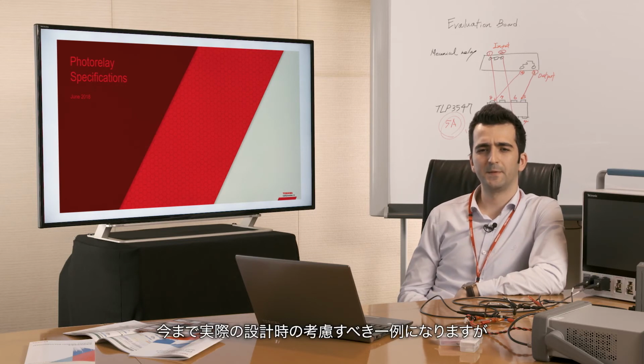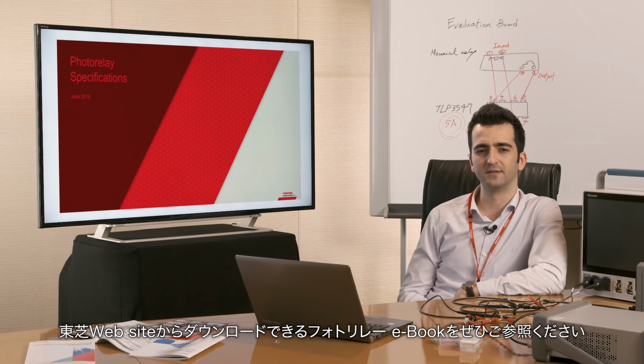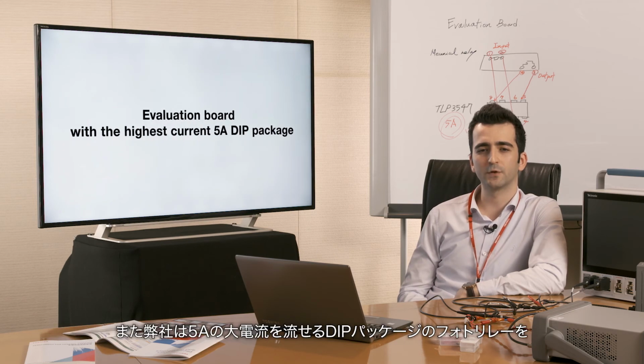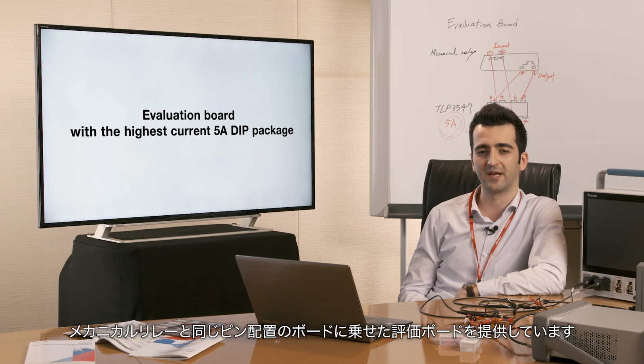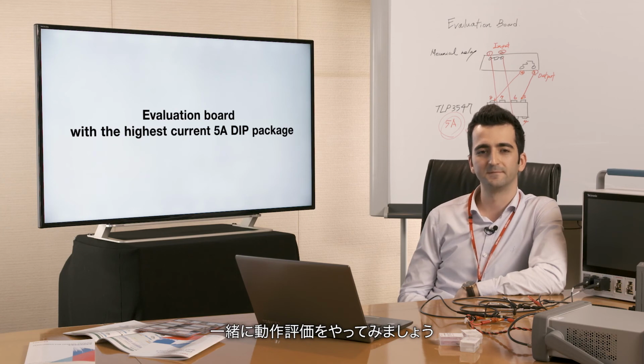These are some examples of actual design considerations, and you can find more and more information in Toshiba's photorelay ebook, which you can download from Toshiba's website. And Toshiba also offers an evaluation board with the highest current rating, a 5 ampere DIP package photorelay, mounted on the same pin configuration as a mechanical relay. Let's check together how it works.